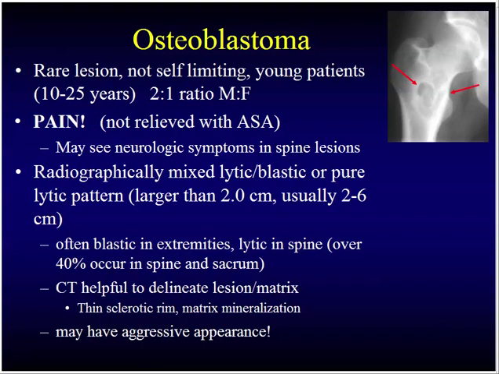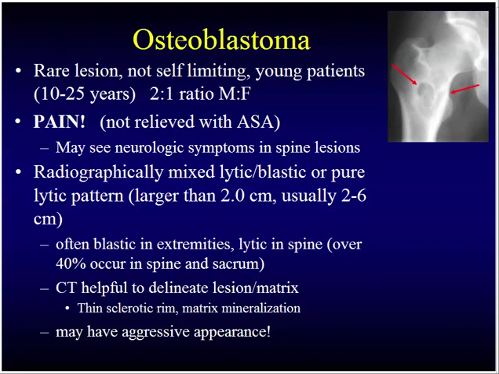Osteoblastoma is the big brother. Same nidus, same histologic tissue, if you will, but it's a larger lesion, all right? And these are not self-limiting, still in young patients, still male to female ratio of 2 to 1. You notice, guys, that the Lord has cursed us. We get most of the tumors significantly much more frequently than the females do, with a few exceptions, which I'll point out. Pain is not relieved with aspirin, okay? And in some of these things that show up in the spine, you may get neurologic symptoms. Radiographically, you get a mixed lytic or blastic or sometimes pure lytic picture.